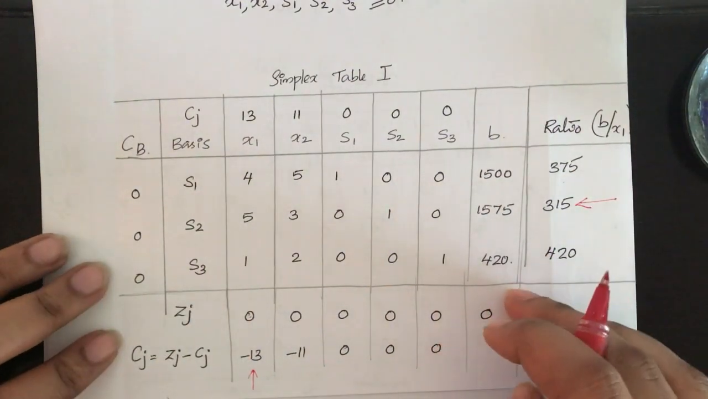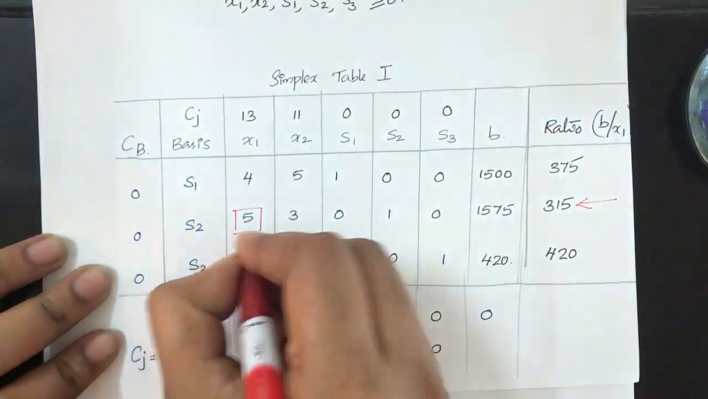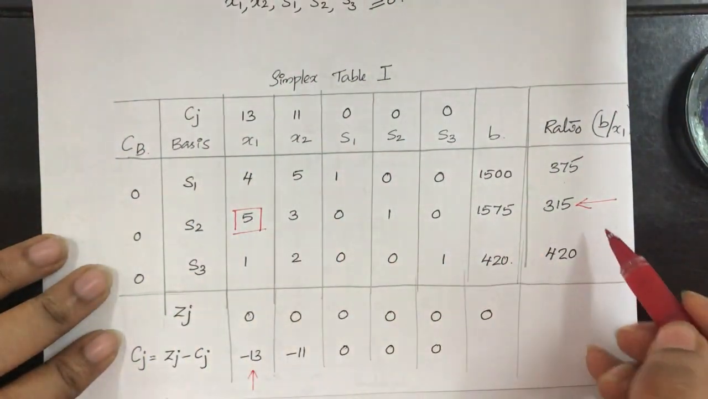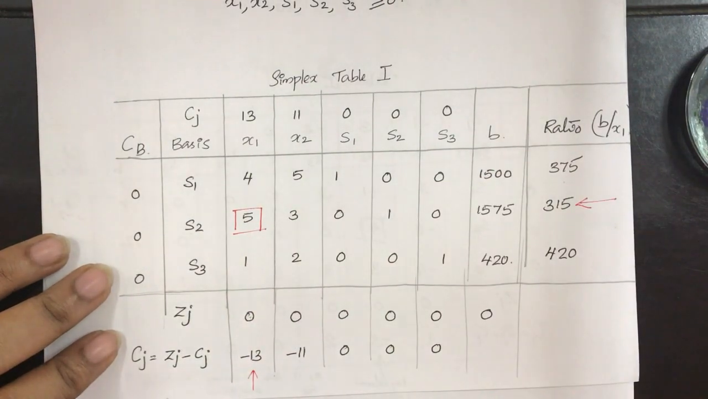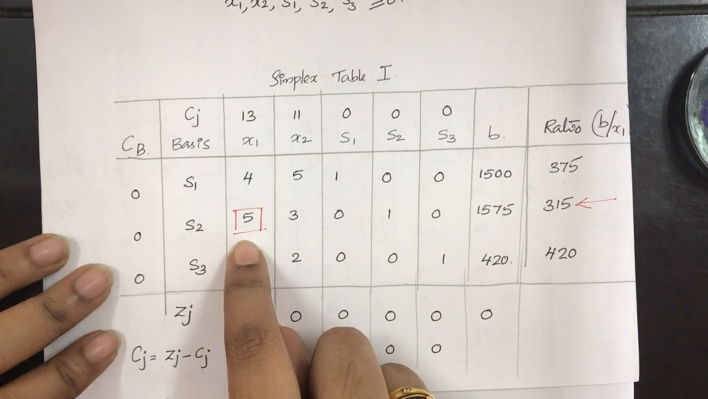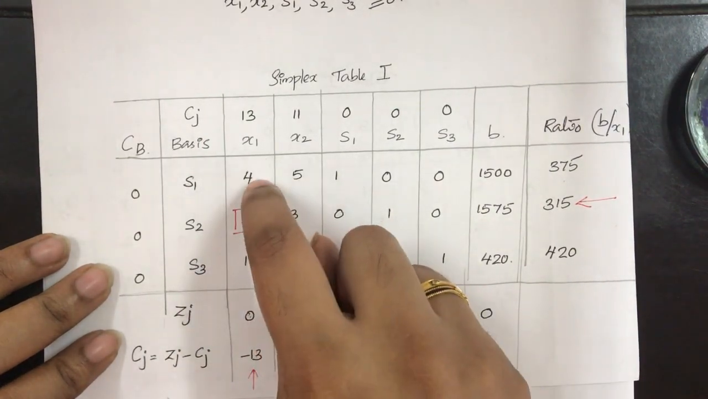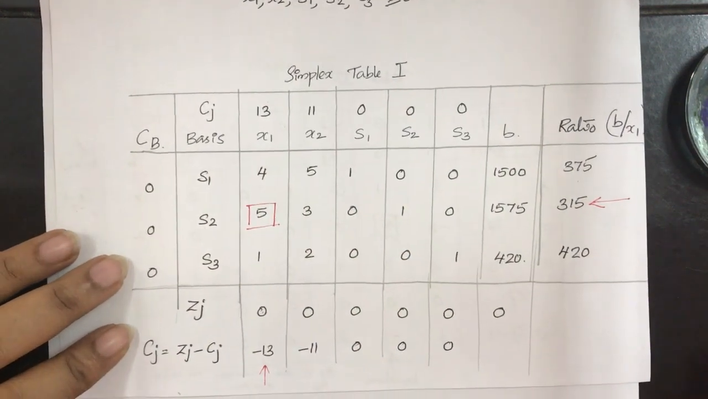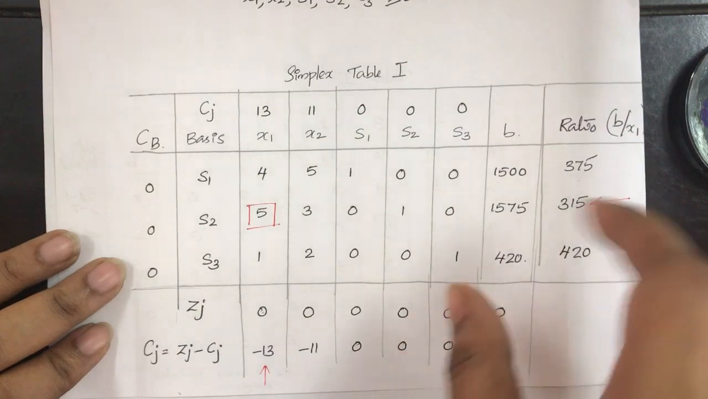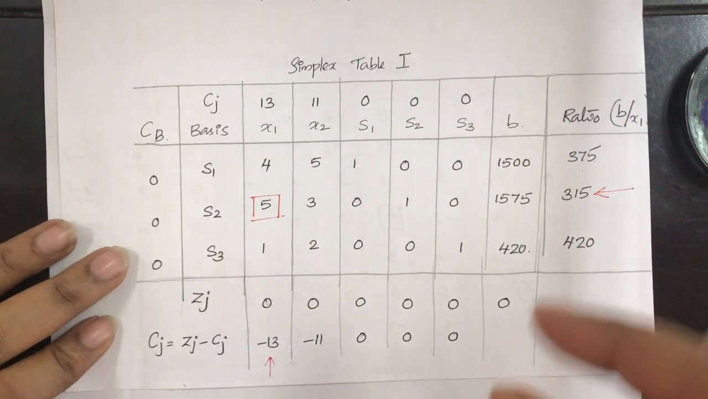The element in the key row and key column is 5, so this is our key element. In the next table we need to make this key element 1, then all other elements in that column, that is this 4 and this 1, we need to make 0 using row transformation. Before that we need to write which is the key column, the incoming variable and the outgoing variable.